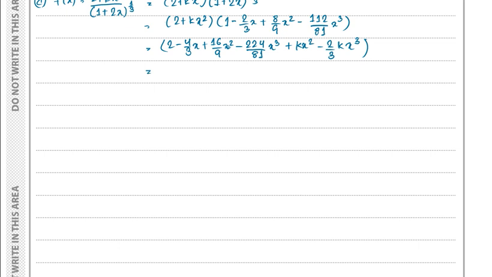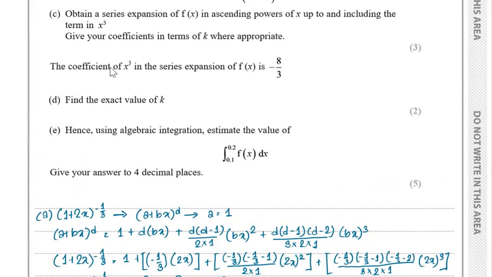Now if I write it in terms of k, so 2 would remain as 2, and then minus 4 by 3x. There is only one coefficient of x, minus 4 by 3, plus x squared, 16 by 9, and we already have k here, so plus k, plus x cube, we have here minus 224 by 81 minus 2 by 3k. So I've written them in terms of their coefficients. So that is it, I think, for part C.